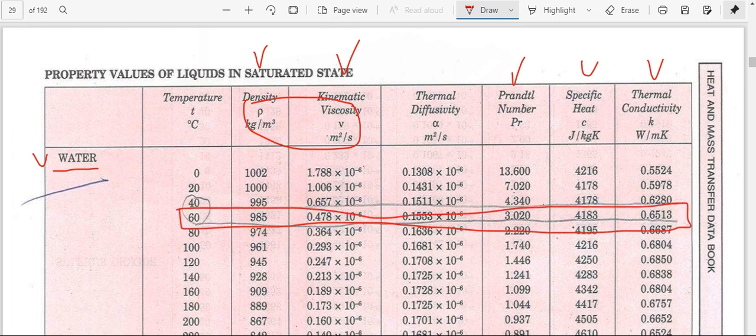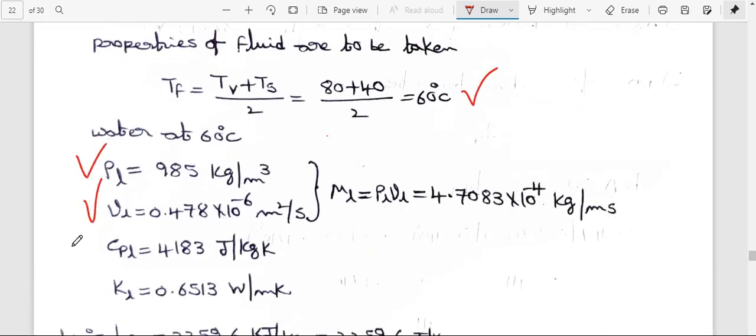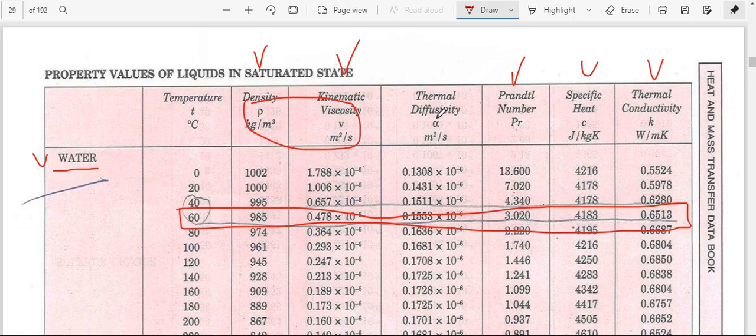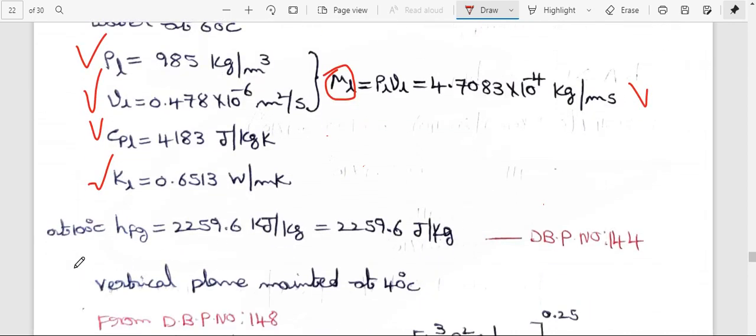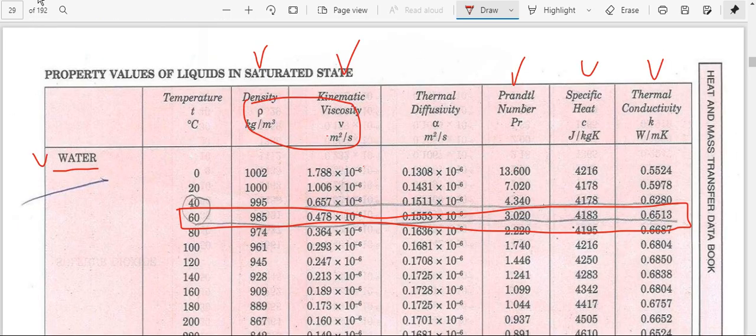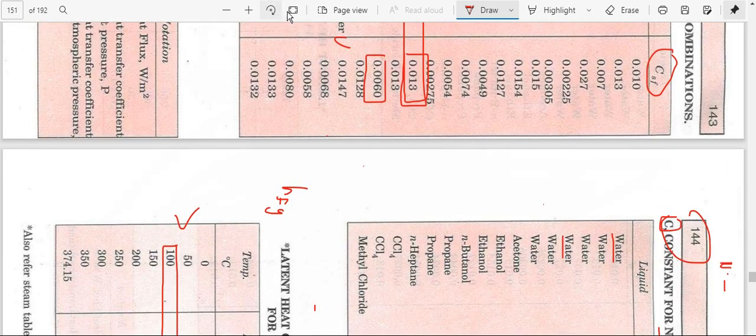Rho L is equal to 985, and nu, Cp and K values. All these values are taken from data book page number 21 at the temperature of 60 degrees. We have to multiply mu L and nu, rho and nu. So here mu L is equal to... Here we know the hfg value. We already took it from the data book page number 140, I think page number 144.